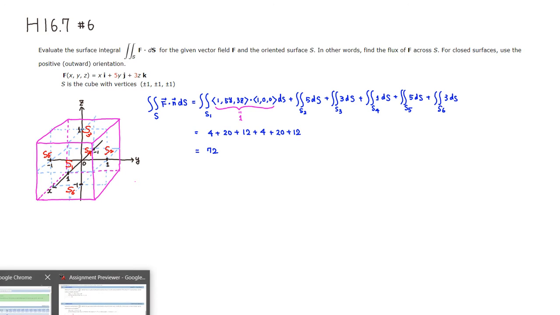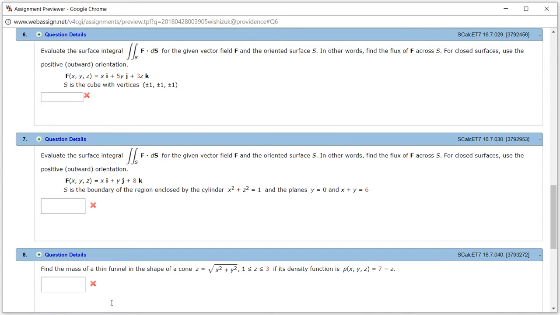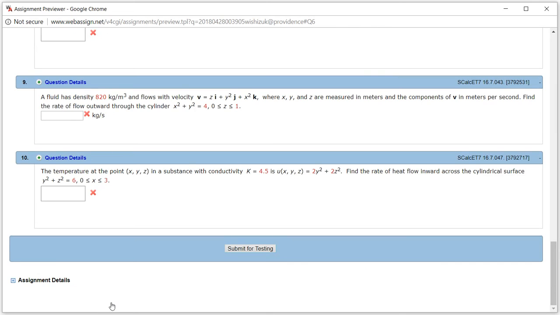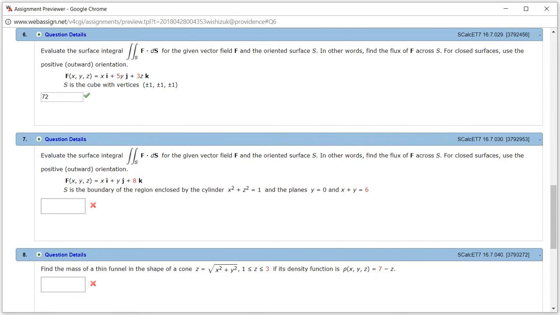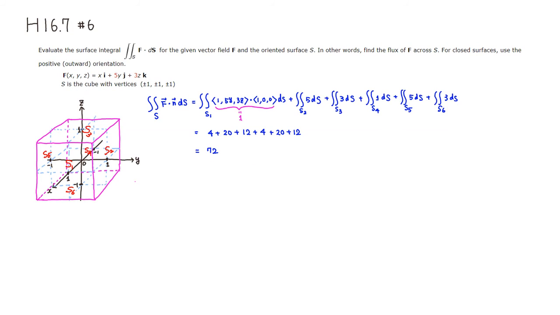Let's type it in. So we got 72. Let's type in 72. Submit for testing. All right, it came back and it looks like we got this one correct. All right, that's it. I hope that this was clear.